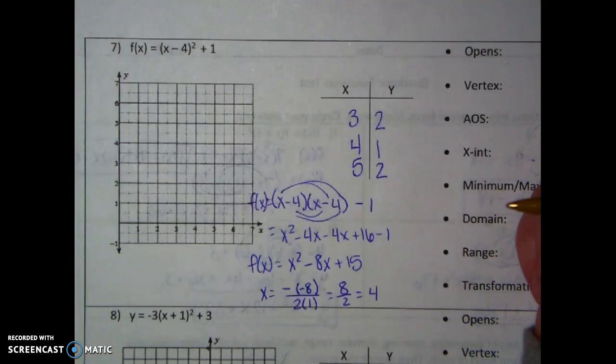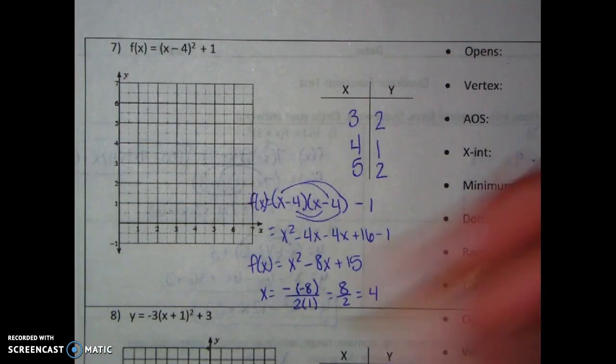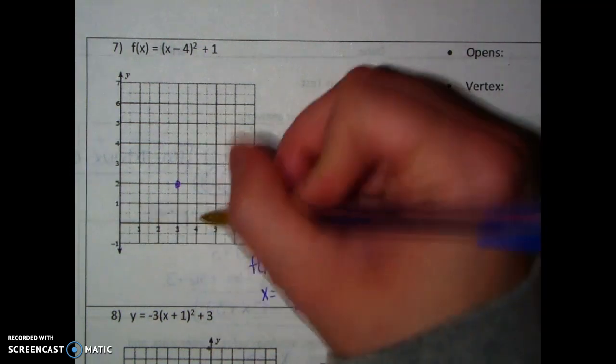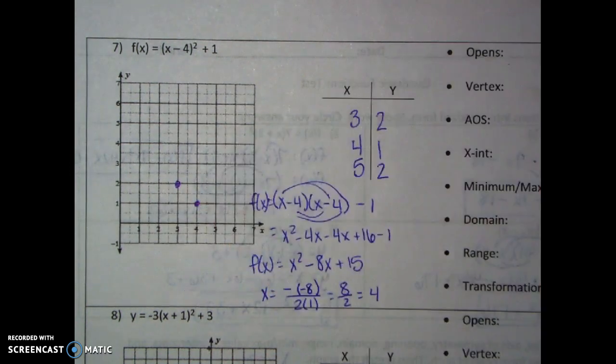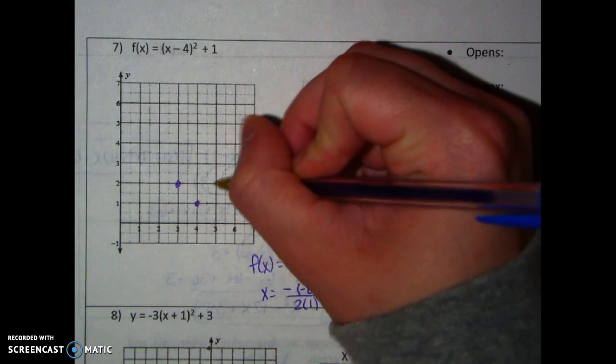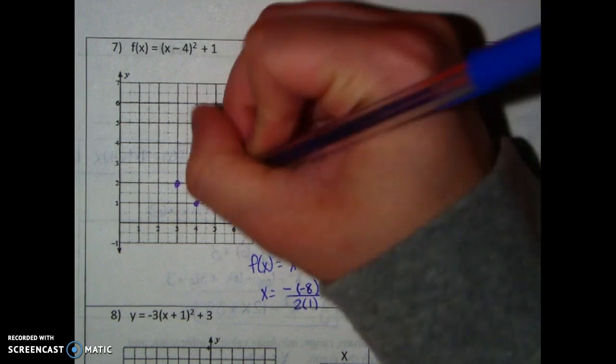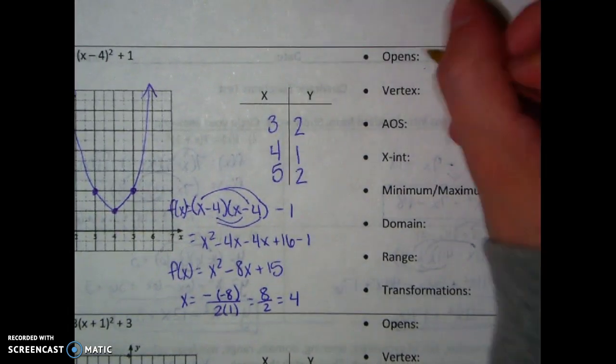So now I can graph those 3 points rather. 3, 2, 4, 1, and 5, 2. Okay, now we can answer these questions over here. It opens up.